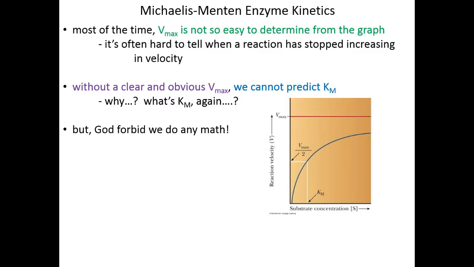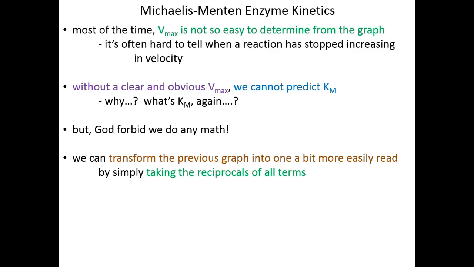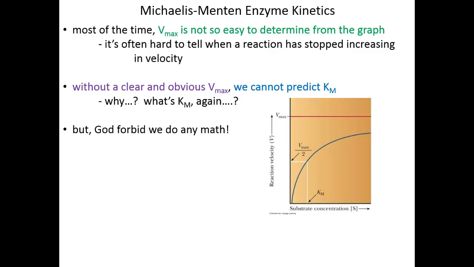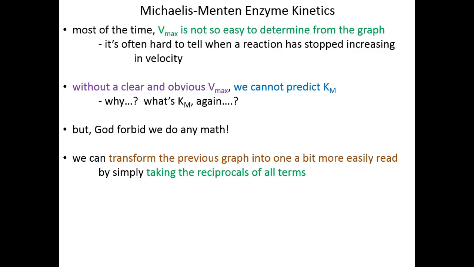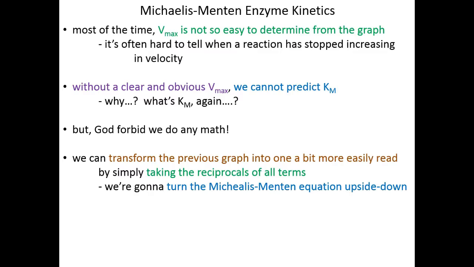So we need a good value for Vmax. We can get there very haphazardly with some advanced algebra using the Michaelis-Menten enzyme equation, but we don't want to do that. That's a little bit too much for us. Instead, we can take an easier, more simple approach where we transform that previous graph, that indecipherable blue curve, into a plot that is much more easily read and interpreted. And we can do that by taking the reciprocals of all the terms in the Michaelis-Menten equation. We're essentially going to turn the Michaelis-Menten equation upside down.